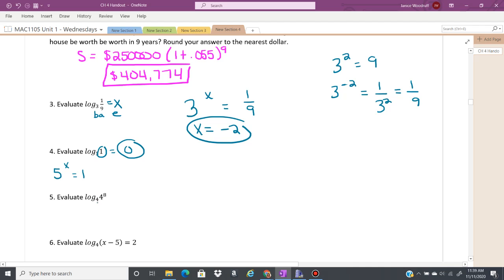Okay, here's your logarithm. When your base and your answer are equal to each other, they cancel out. So this log 4 and this 4 cancel. So your answer is just what's left here, which is 8.